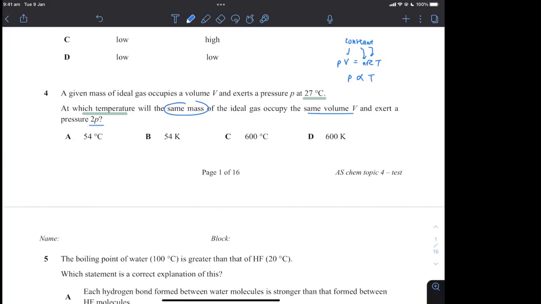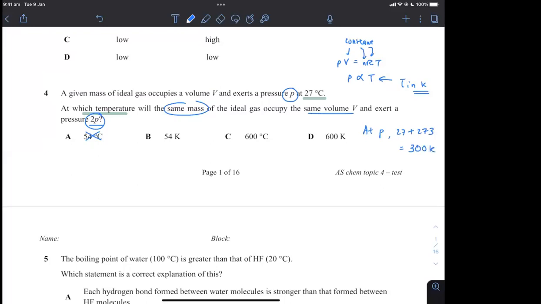So what do we have? Initially we have pressure P, but now our pressure is 2P. Now the most common mistake is people just multiply 27 degrees Celsius by 2 and get 54, but this cannot be the answer because the temperature in the ideal gas equation is in Kelvin. So at pressure P, the temperature is 27 plus 273, which gives 300 Kelvin.